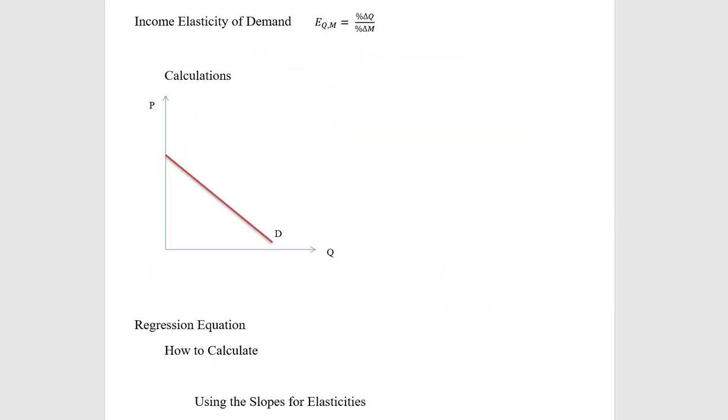The third and final elasticity we'll talk about in this video is the income elasticity of demand. How much does demand respond when there's a change in income? And we know that if that change is positive, then that is a normal good. When income goes up, the quantity demanded of that good goes up. And if we get a negative elasticity, that good is an inferior good. When income goes up, people want to consume less of the good.